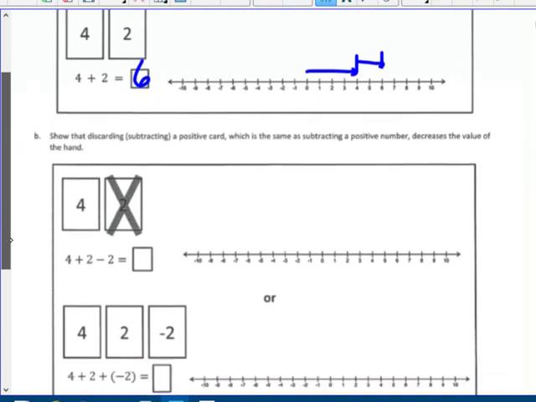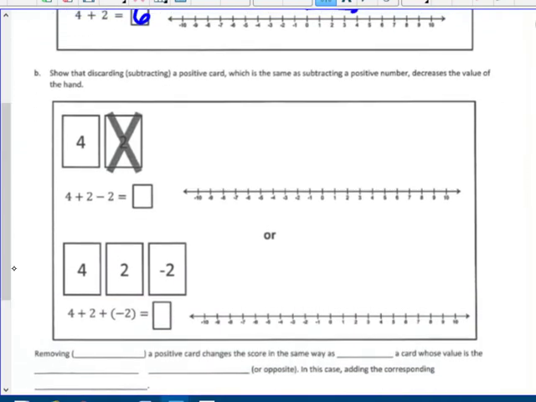Show that discarding or subtracting a positive card, which is the same as subtracting a positive number, decreases the value of your hand. So you have a hand of 4 and 2, and it starts out at 6, but then we're going to discard the 2. So it would look something like this. We always start at 0, 4 plus 2, and then we would subtract that 2 or discard that 2. So we'd be back at 4. So now our hand is worth a value of 4.